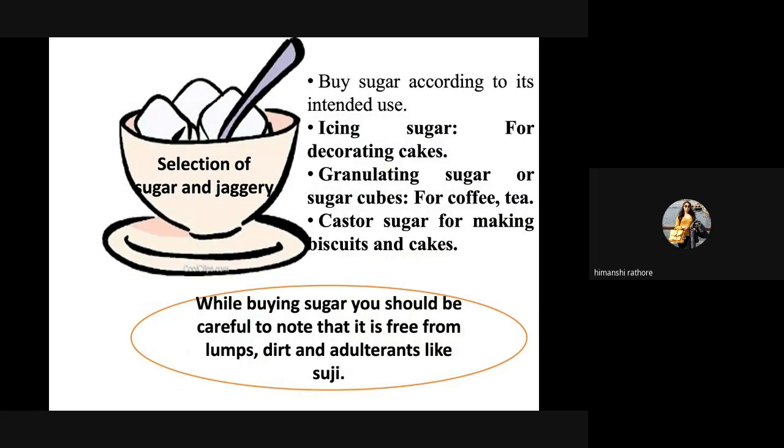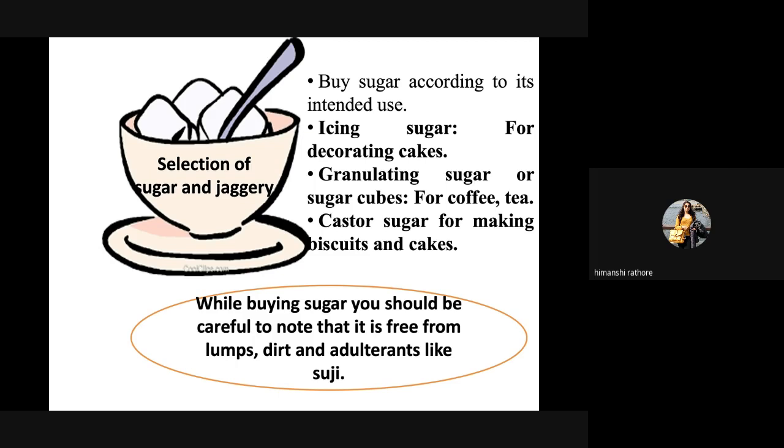So, how can you select sugar and jaggery? Buy sugar according to its intended use. Icing sugar is what you buy if you have to prepare cakes and bakery products. Granulated sugar, as I told you, and sugar cubes are used for making ready-made coffee and tea. Then castor sugar is used for making biscuits and cakes. So there are different types of sugar which you can purchase as per your requirement. And while buying sugar, you can see with your naked eyes that it should be free from any kind of dirt or dust, and lumps should not be there.